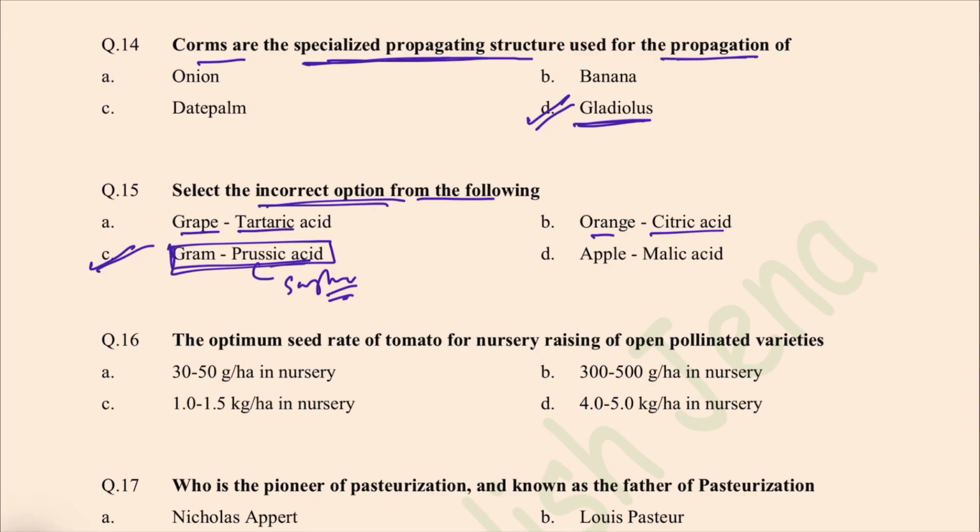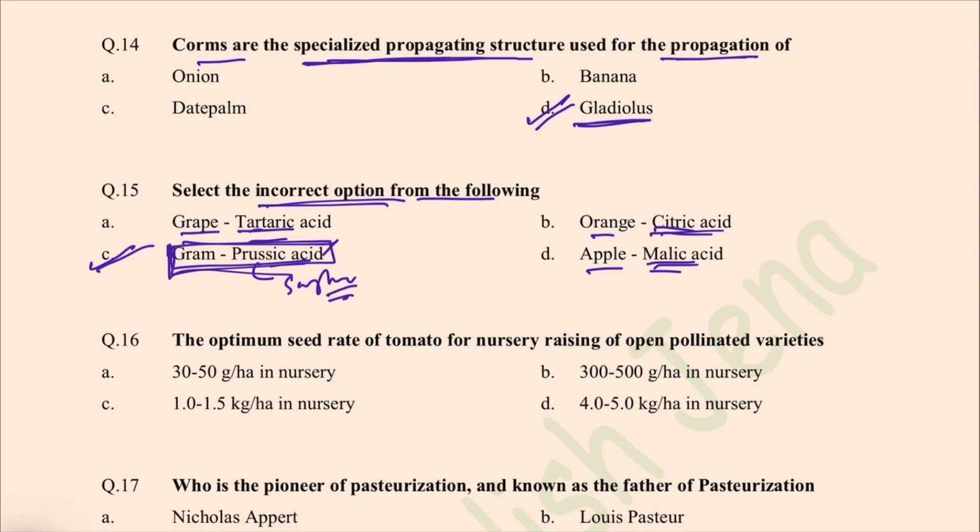Orange, citric acid you can find. Apple, malic acid you can find. Okay, these are the principal acids found in these particular crops: in grape, tartaric acid; orange, citric acid; apple, malic acid. But in gram you can find oxalic acid, malic acid, but prussic acid is secreted by sorghum.